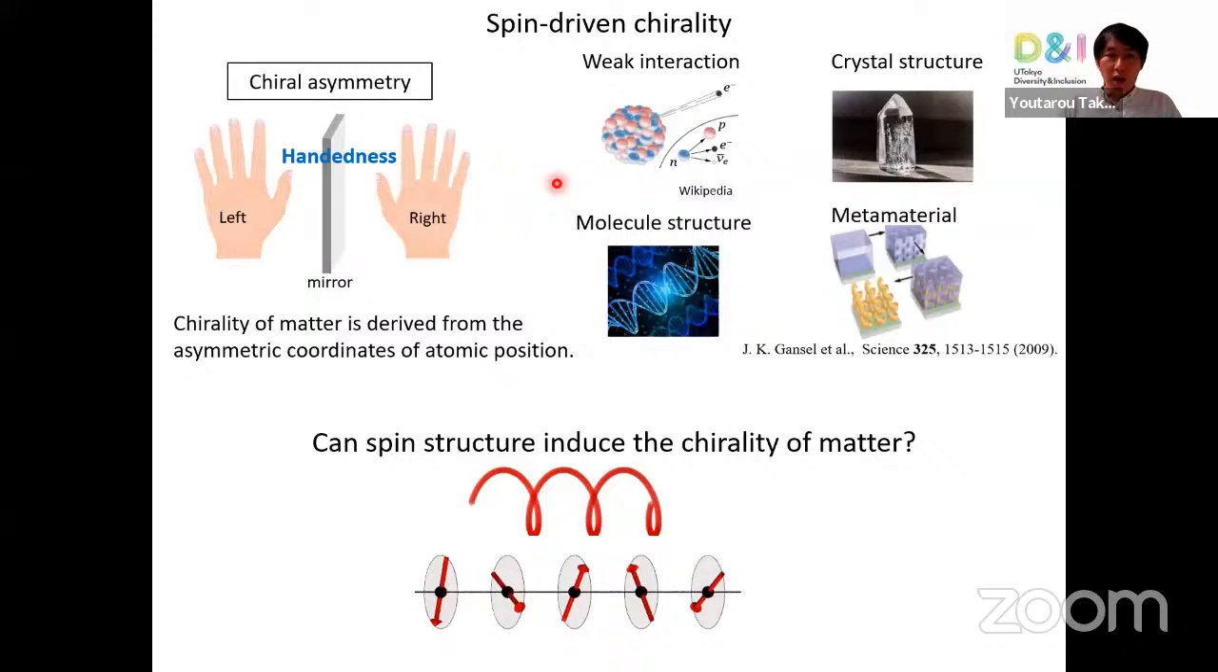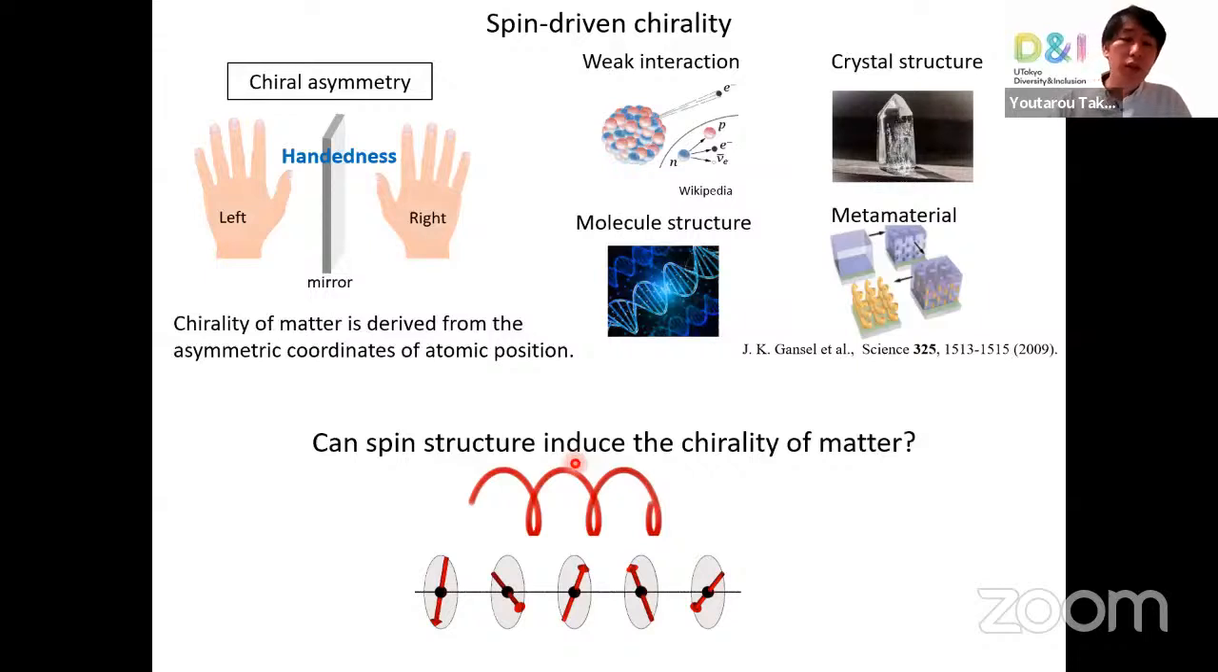Any chiral object is distinguished in terms of handedness, and the mirror image of a right-handed system is a left-handed system. The concept of chirality appears in many various fields, such as high energy physics, biology, metamaterials, chemistry and condensed matter systems. Usually the chirality of matter is derived from the asymmetry of the coordinates of the atomic positions. So our question is, can the spin structure induce the chirality of matter?